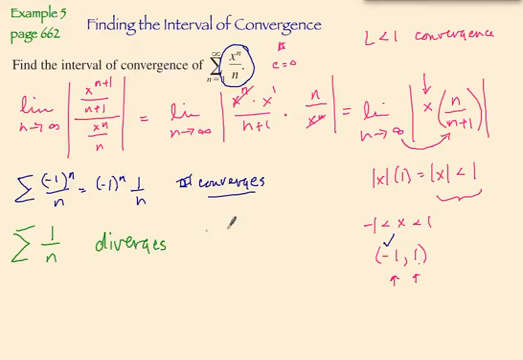So what we've discovered here is at this endpoint, no go. So our ultimate interval of convergence here, let's use purple, is going to be yes, include -1, don't include 1. And that's your interval of convergence. Cool. All right, let's do another.